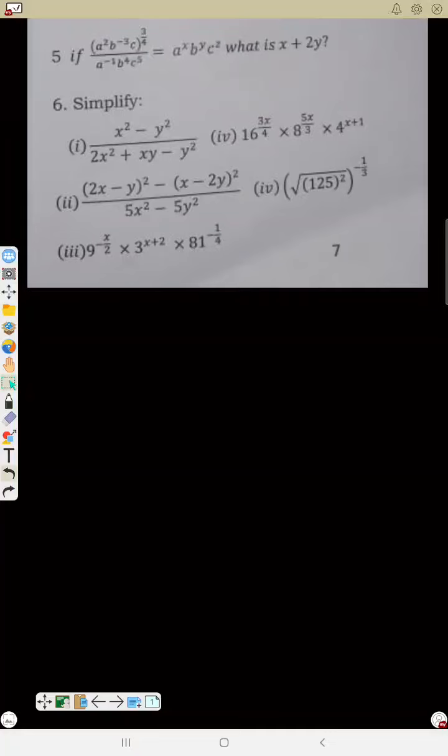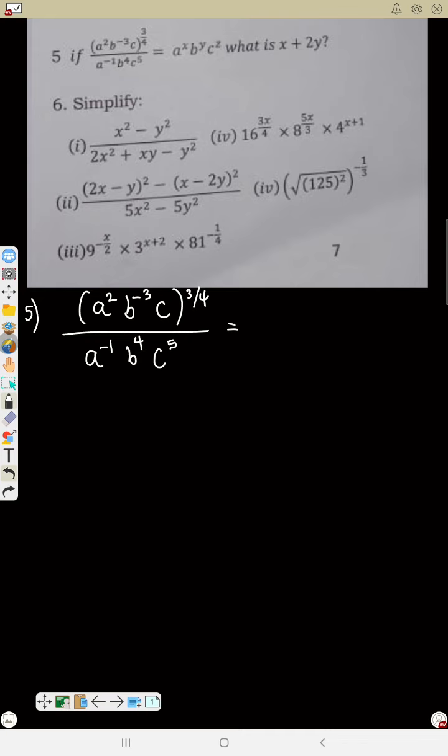So number 5. If a raised to power 2, b raised to power minus 3, c, everything raised to power 3 over 4, divided by a raised to power minus 1, b raised to power 4, c raised to power 5, is equal to a raised to power x, b raised to power y, c raised to power z.